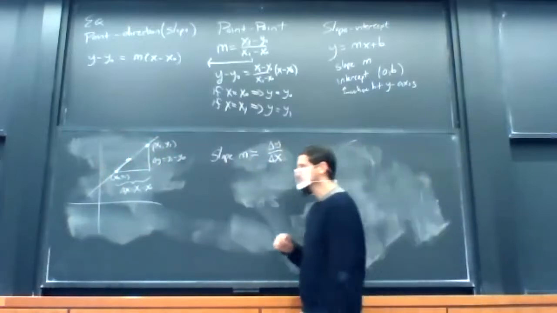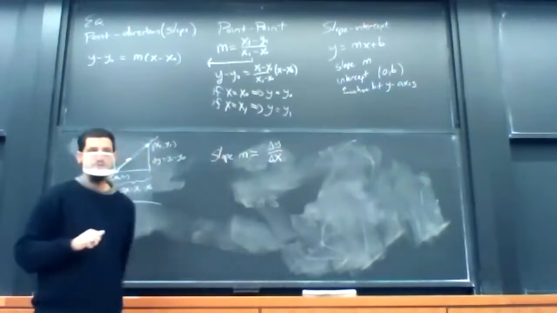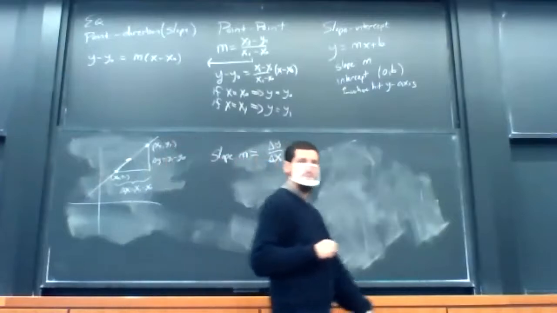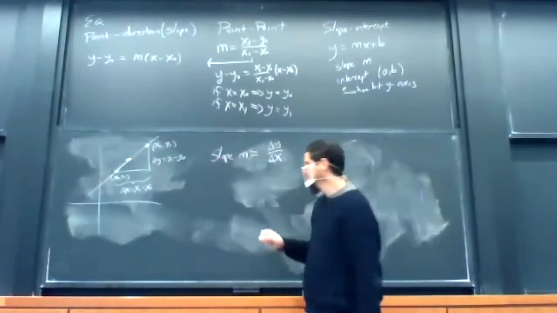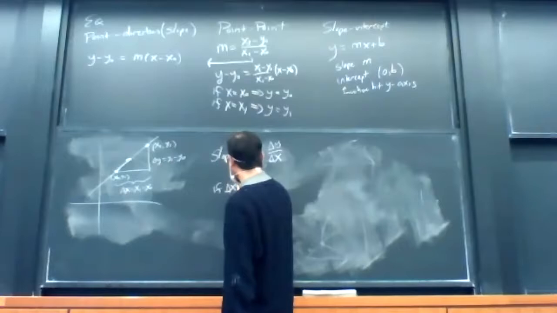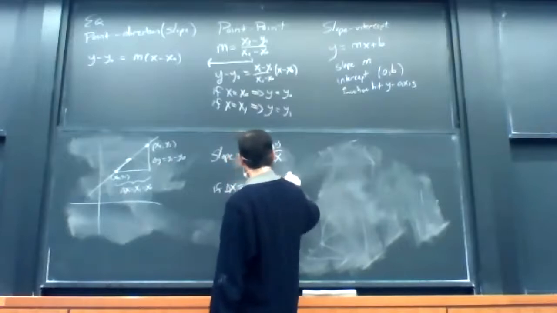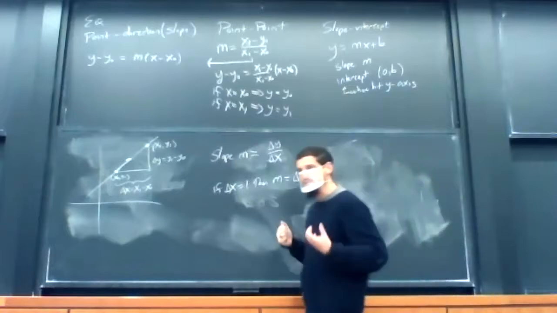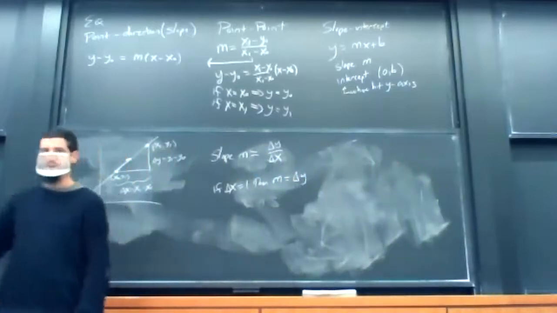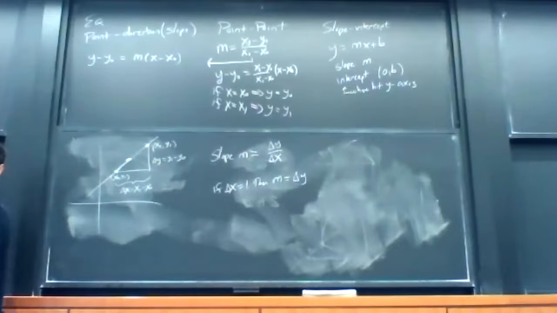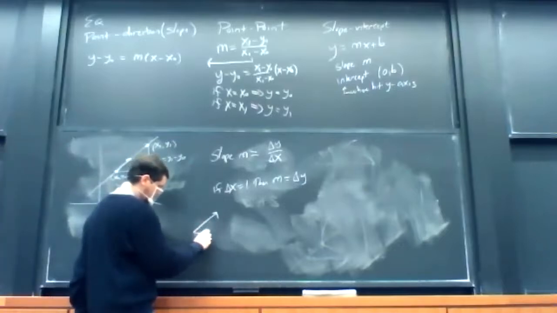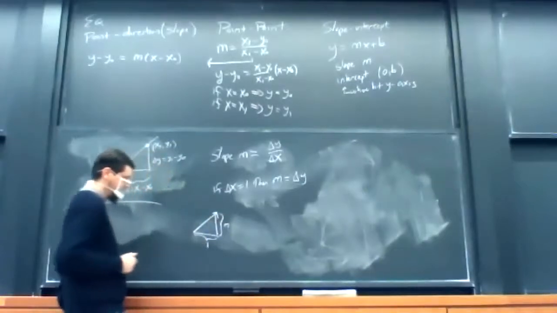If you could choose how much you want x to change by, what would you change x by? One. So if the change in x equals 1, then the slope is just the change in y. Another way of saying that is if I increase x by 1, then my y value increases by m. So in that case, this is 1, this is m.